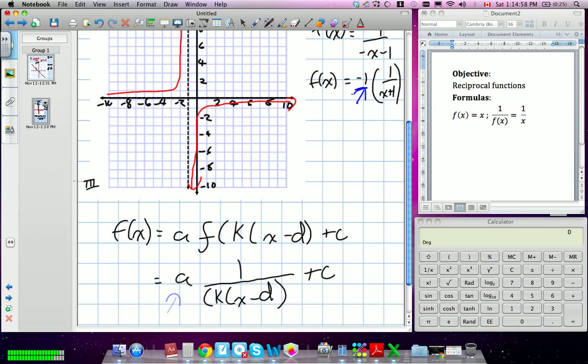Okay, this is a calculus type idea. It's called a limit.